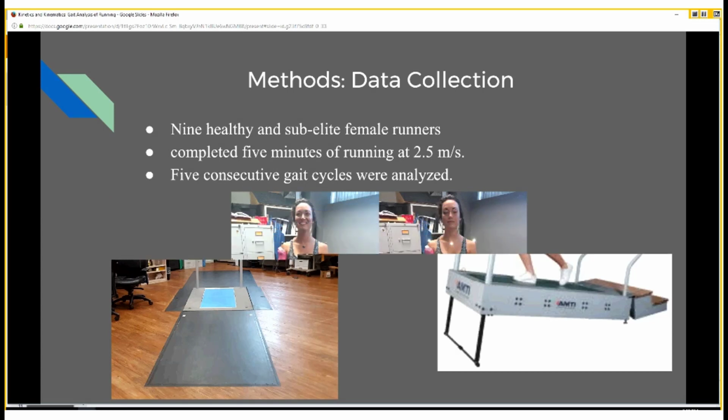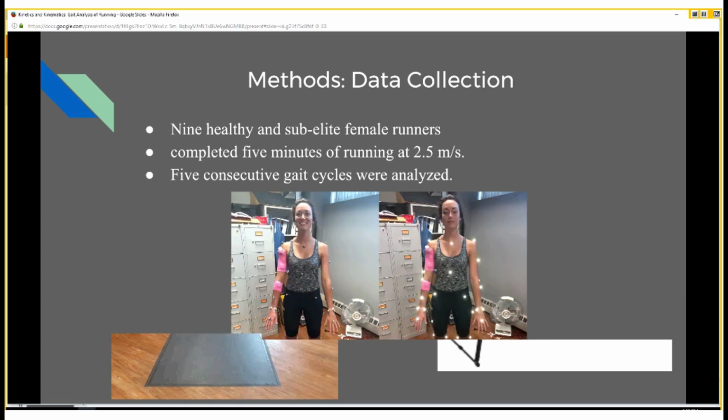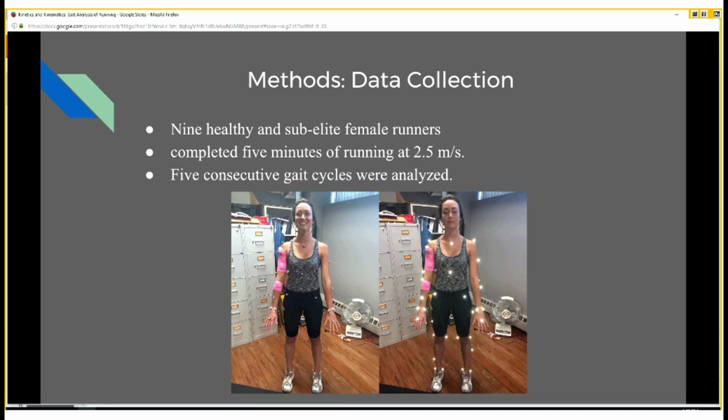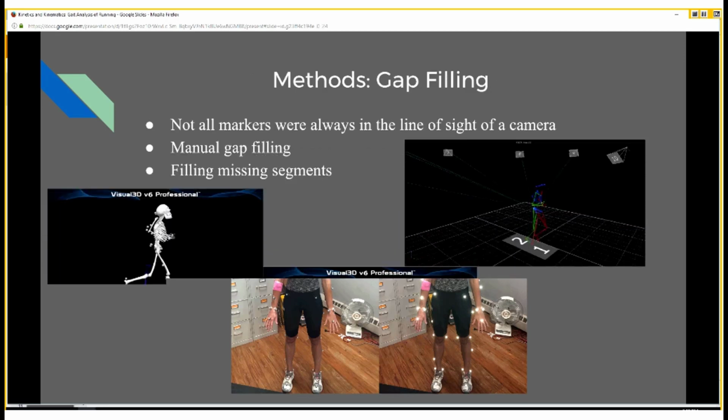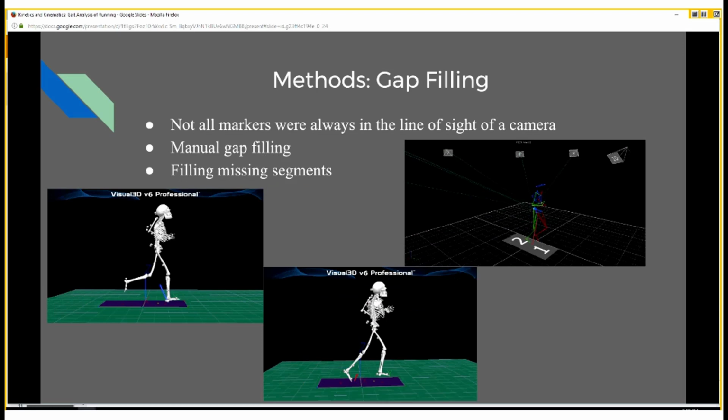All right. So to start our methods off, first we had to collect our data. So we started with 9 female, sub-elite female athletes. They completed 5 minutes of running at 2.5 meters per second. And we collected 5 consecutive gait cycles, which just basically means 2 steps is 1 gait cycle. So left and right step, that's 1 gait cycle. And then after we collected this data, after we got the 9 participants and the 5 gait cycles, we went into the software Kinematics 2.5.